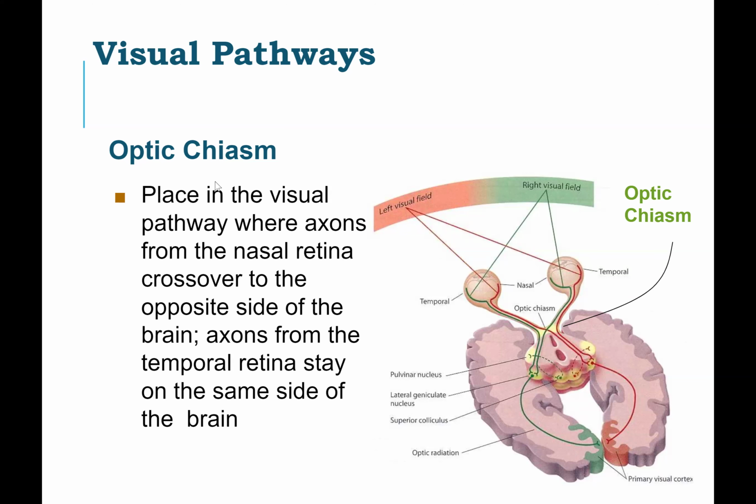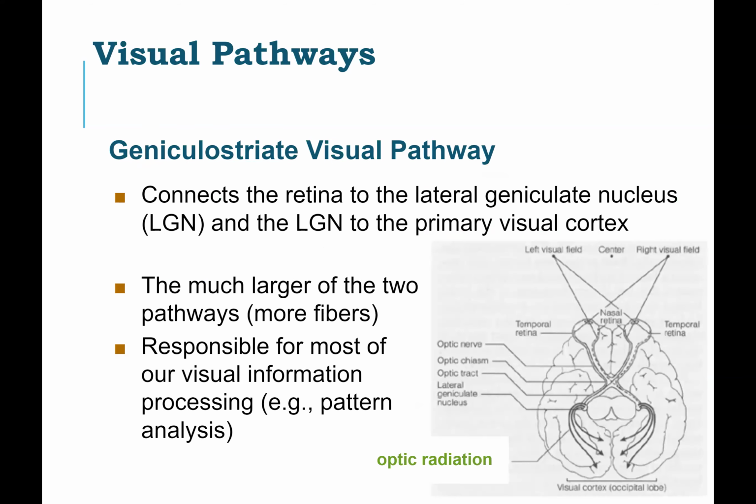See, the optic chiasm is placed in the visual pathway where axons from the nasal retina cross over to the opposite side of the brain, and axons from the temporal retina stay on the same side. So the temporal part of the right eye stays on the right side because it is getting input from the left visual field, so it doesn't have to cross over.